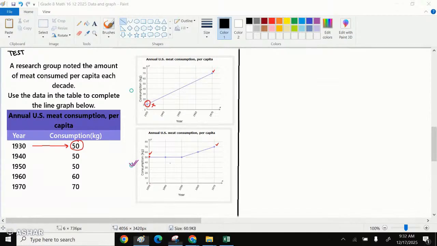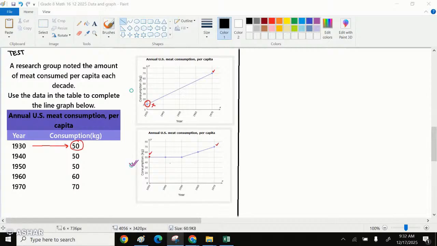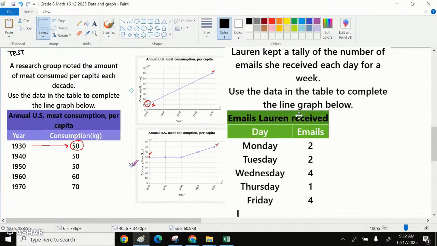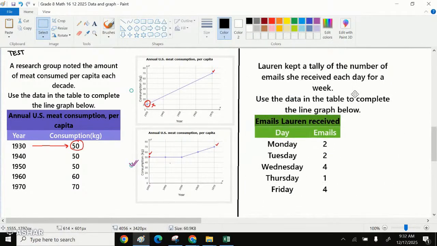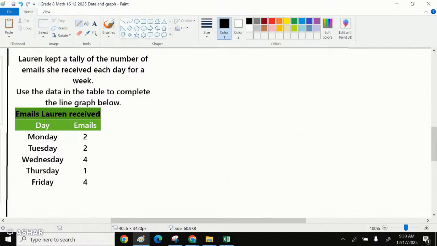The next question says that there are some emails. We copy this, paste this. Question number 2 says, Lauren kept a tally of the number of emails she received each day for a week. So we are looking at the number of emails, right? This is the keyword for us. Day and emails. Use the data in the graph to complete the information. Monday you had 2 emails, Tuesday 2, Wednesday 4, Thursday 1, and Friday 4. Let's see which of the graphs is the correct answer.